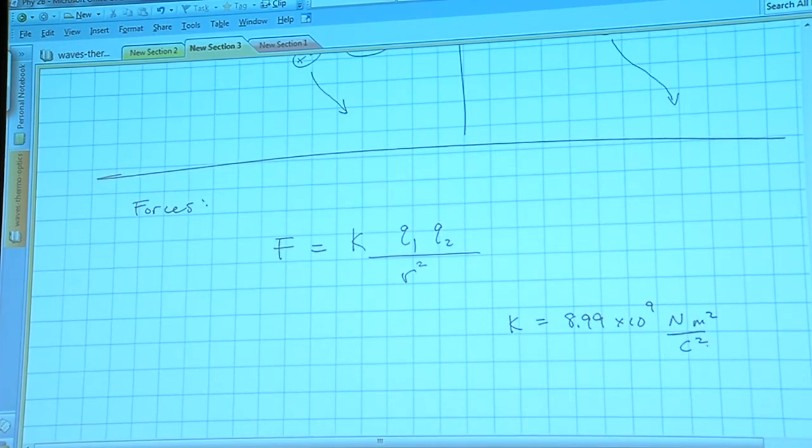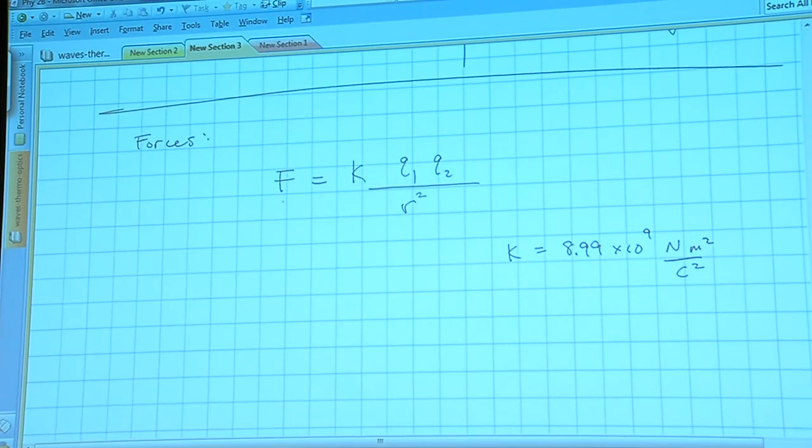Q is the symbol we use for electrical charge. The unit is the coulomb, capital C. And so, of course, a force should end up in newtons. So k has the units newton meters squared per coulomb squared. So the coulombs cancel, the meters cancel, we end up with newtons.